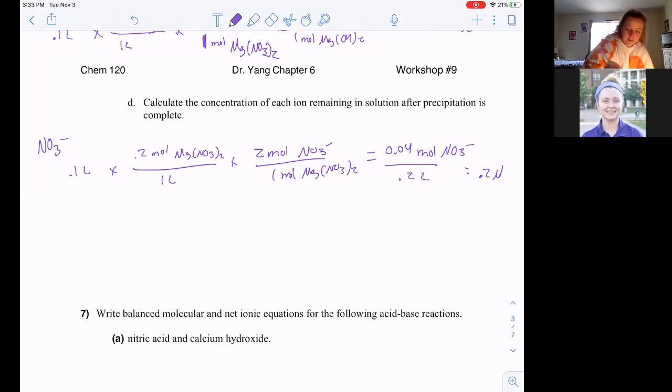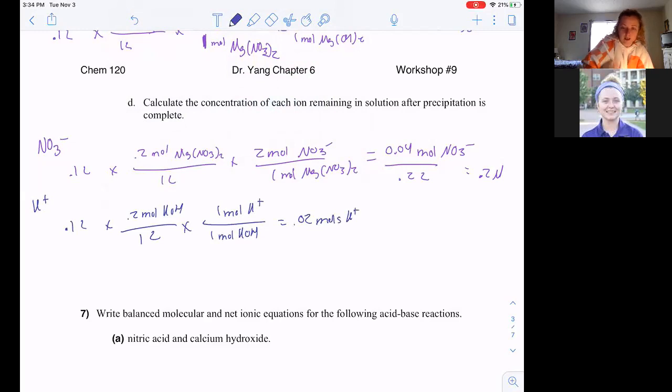And then pick a different color. For K plus, it's 0.1 liter times 0.2 moles of KOH by 1 liter. This is all kind of the same at the beginning. Then we have 1 mole of K plus for 1 mole of KOH. It's equal to 0.02 moles of K plus. And then again, we have 0.2 liters. We need to divide by 0.2 liters, which is going to be 0.1 molarity.